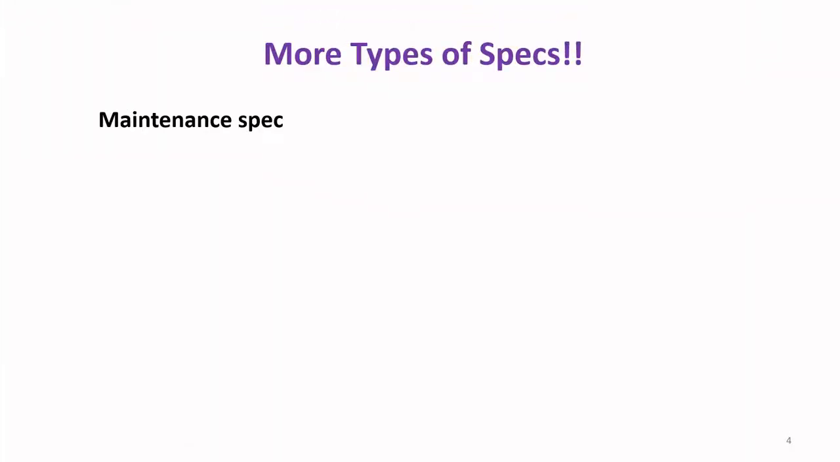And then maintenance spec. You talk about an automobile, or a sofa set, or any kind of machines which have to be maintained, how will you maintain it? So the method, manner, procedure to be used for maintaining, that has to be specified. All of that goes into the maintenance spec.